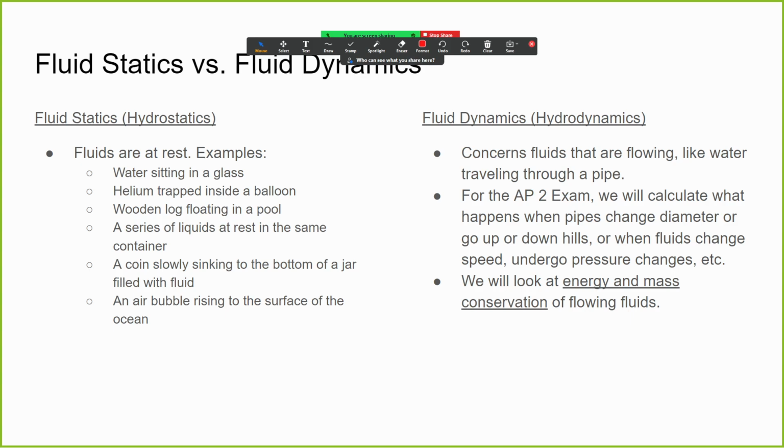So when we talk about hydrostatics, fluids are going to be at rest. Some examples that are very often talked about are water sitting in a glass, helium trapped inside a balloon, a wooden log that's floating in a pool, some series of liquids at rest in the same container, a coin that is slowly sinking to the bottom of a jar filled with fluid, and we'll talk about that, or an air bubble rising to the surface of the ocean.